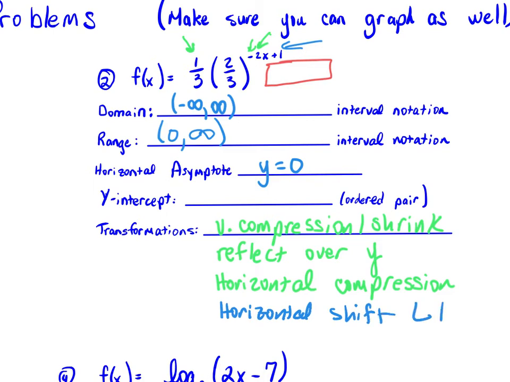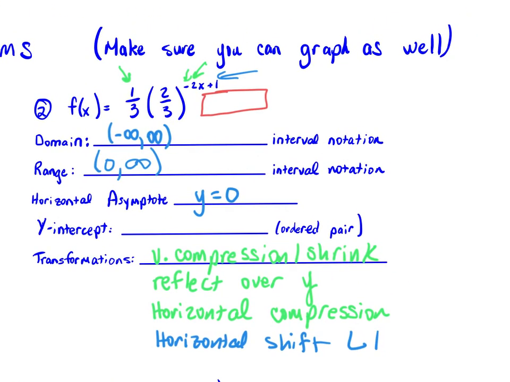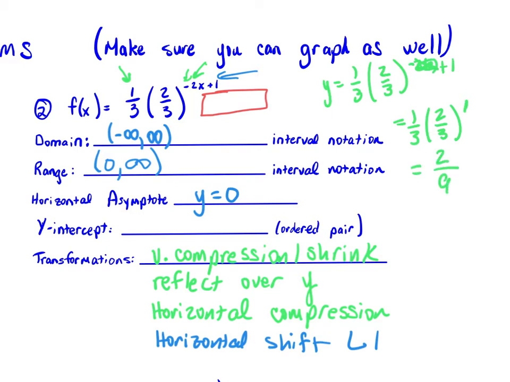And then our y-intercept, again, guys, to find the y-intercept, you just plug in 0 for x. So you have 1/3, and then I have 2/3, -2 times 0 plus 1. So this becomes 1/3 times negative 2 times 0 is 0, so 2/3 to the first power. When we multiply this together, I get 2/9. So my intercept is going to be at, when I plug in 0, I get 2/9.